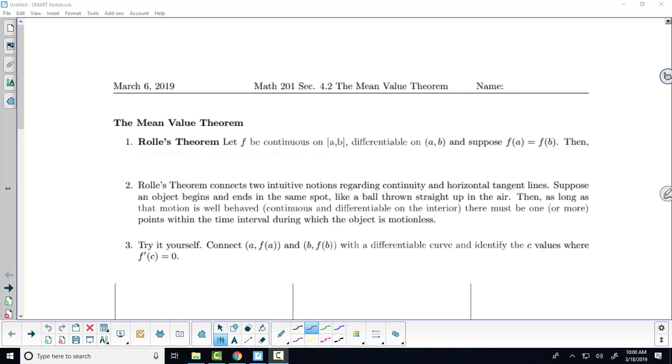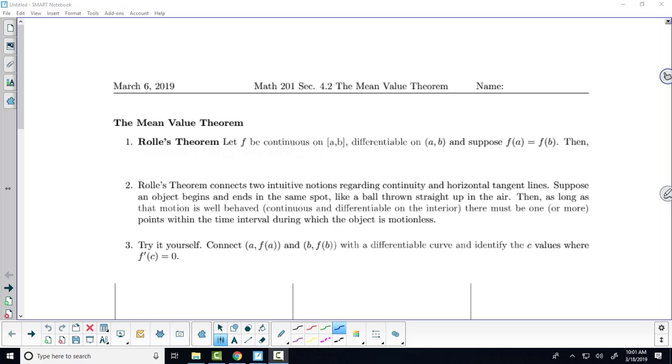So our goal today is to prove the mean value theorem, which I'll introduce to you in just a little bit. It has a nice intuitive result as well as a nice calculus-related result. I think we'll get an appreciation for that over this unit, over this section. But before we can do the mean value theorem, we need something called Rolle's theorem.